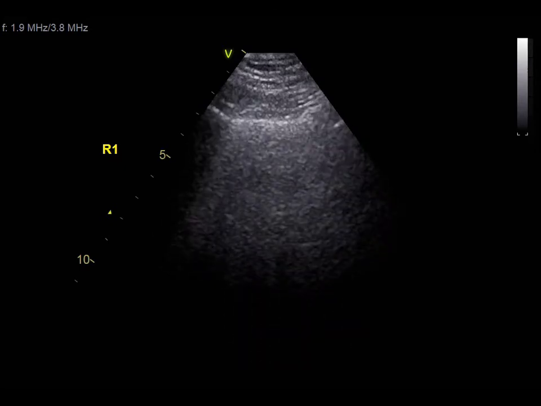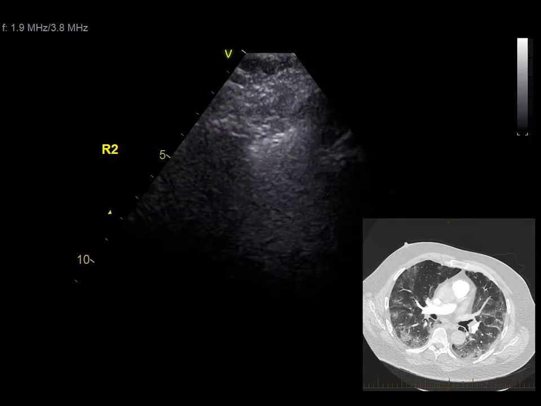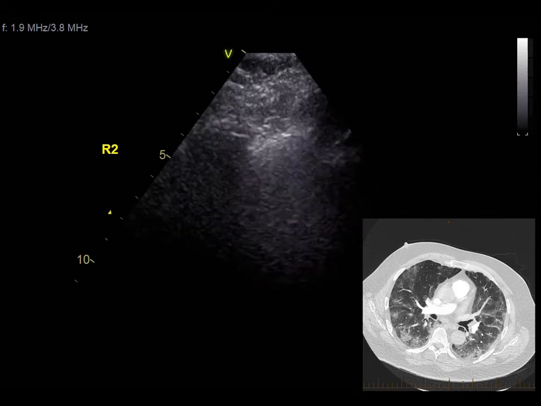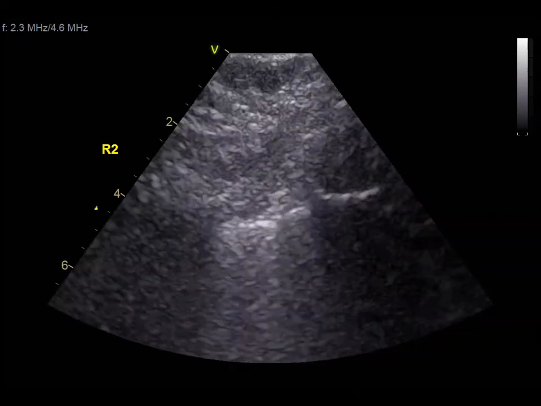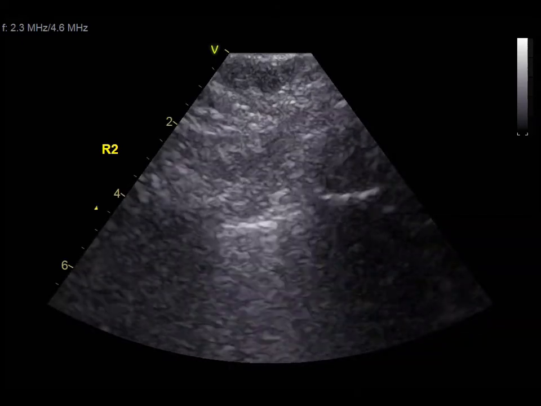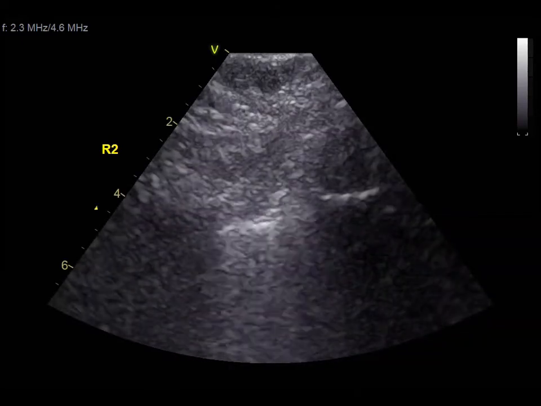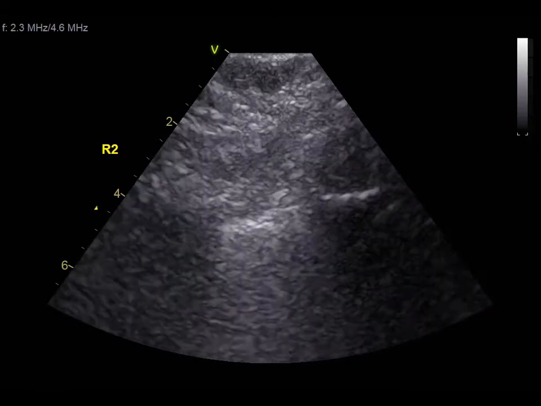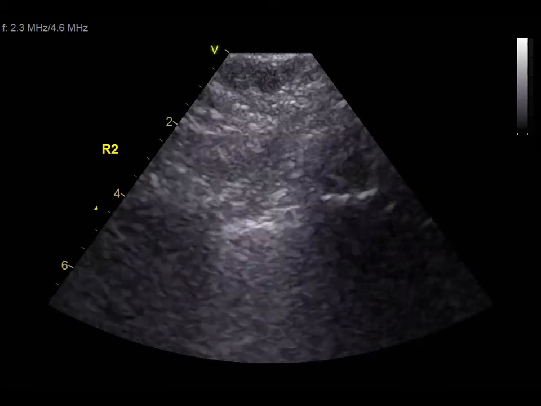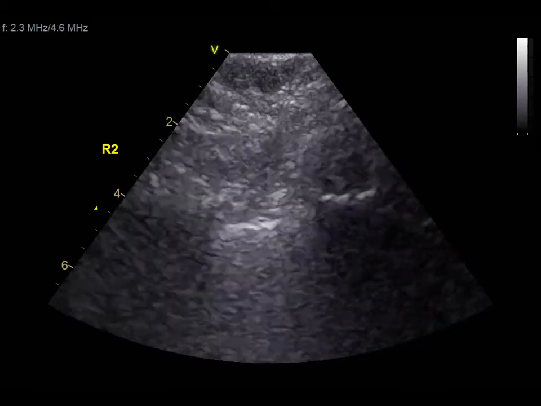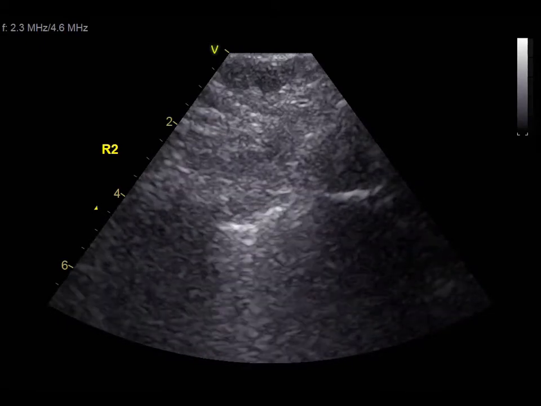So this is quite abnormal. And then R2, see how the pleural line here is much more thickened. It looks more irregular. Zoomed in, this is what we call subpleural consolidation. So that little black bleb right underneath the pleura is your subpleural consolidation with a B line coming off it.